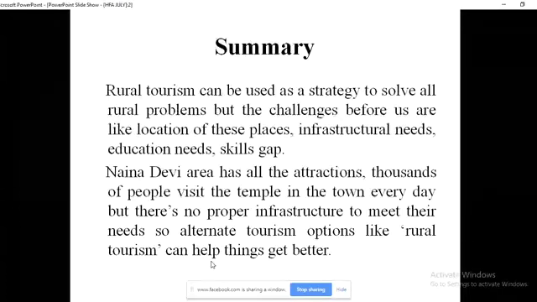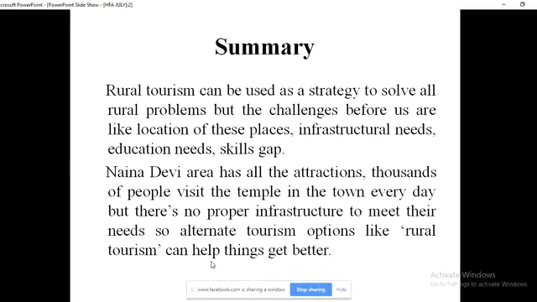The Naina Devi area already has tourists in terms of religious tourists, but they do not stay, so they do not contribute to the local community, local earnings, local economy. So the tourist activities have to be moved to alternate tourism options like rural tourism. That's how things can get better.